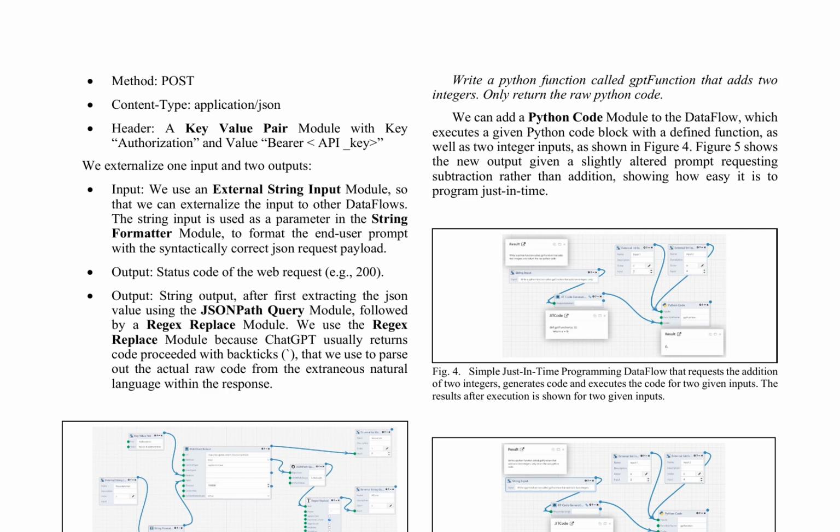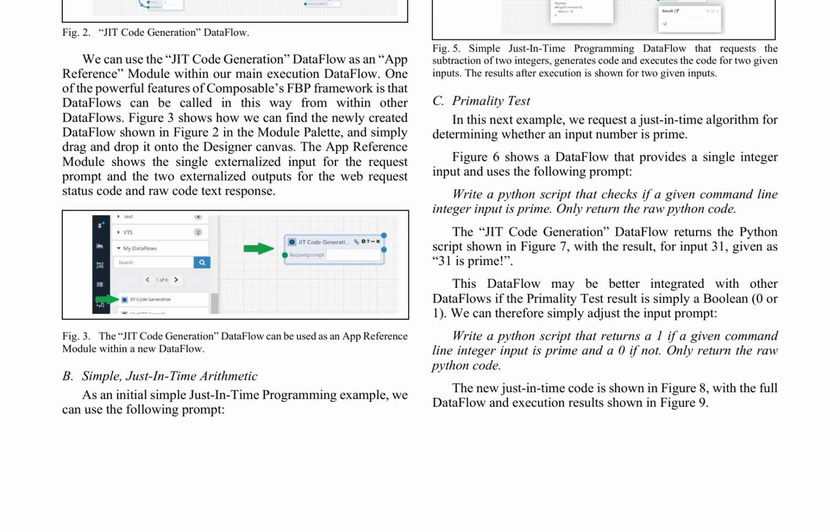Each example utilizes the JIT code generation dataflow as an app reference module within a new dataflow, allowing for the creation of a more complex workflow that integrates multiple functionalities. The first example demonstrates how to add or subtract 2 integers using a simple just-in-time programming dataflow. The prompt is used to generate Python code, which is then executed with 2 given inputs. The results of the execution are displayed for both addition and subtraction operations.